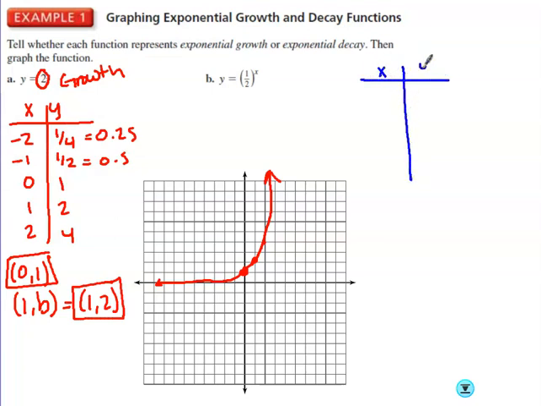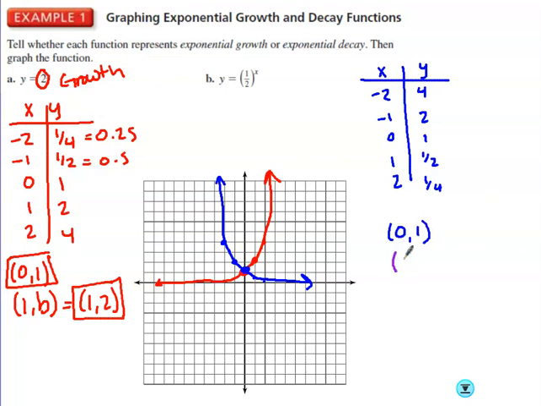For 1/2 to the power of x, I've got negative 2, negative 1, 0, 1, 2. This will become 4, 2, 1, 1/2, and 1/4. Negative 2, 4. Negative 1, 2. 0, 1. 1, 1/2. 2, 1/4, and never touching or crossing that x-axis. If we look at this, there is still that point of 0, 1, which is going to be on all of our parent function graphs.